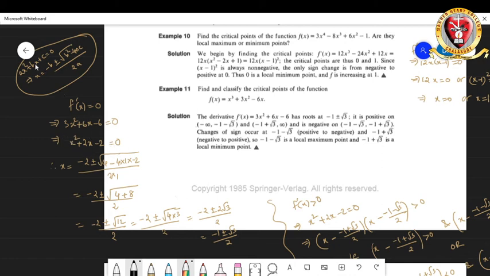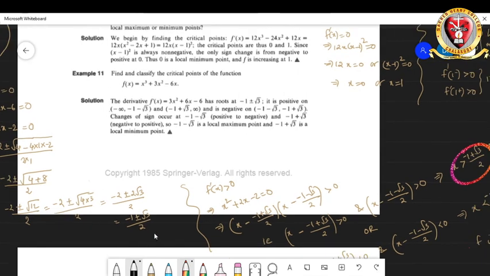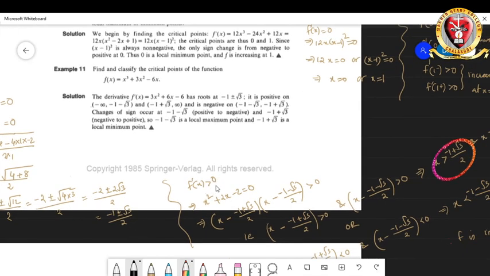You get x squared plus 2x minus 2 is equal to 0. Whenever you have ax squared plus bx plus c is equal to 0, you can find x by using the formula minus b plus or minus root of b squared minus 4ac by 2a. Here a is equal to 1, b is equal to 2 and c is equal to minus 2. Substitute them in the equation and finally you are going to get minus 1 plus or minus root 3 by 2.